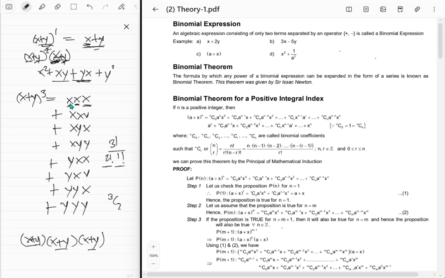So that's why 3C2, right? And of course, 3C2 is just 3 factorial upon 2 factorial 1 factorial, which is 3 into 2 into 1 upon 2 into 1 into 1. So this will just be 3, and that is exactly the coefficient of x squared y in this expansion, right? It's just going to be x cubed plus 3x squared y plus 3xy squared plus y cubed. So that works out. Yes, that should make sense.